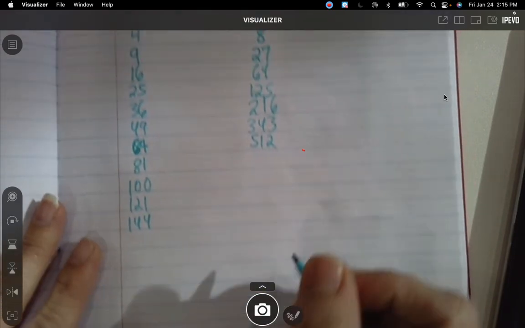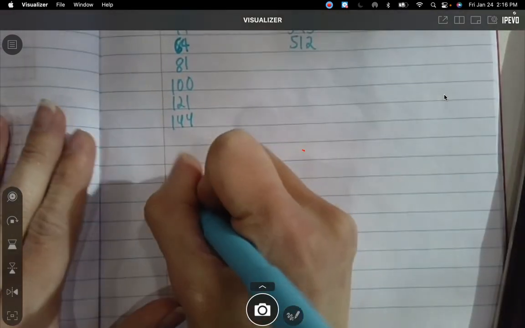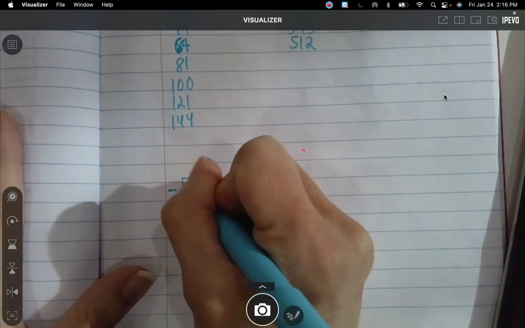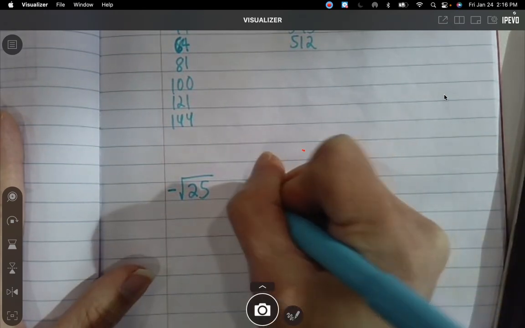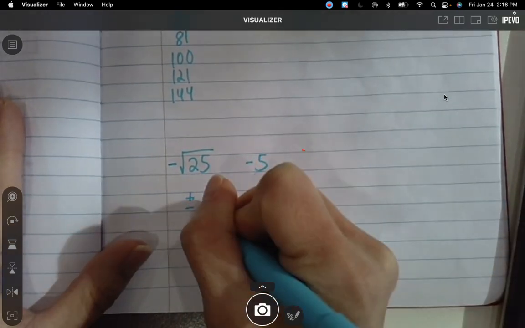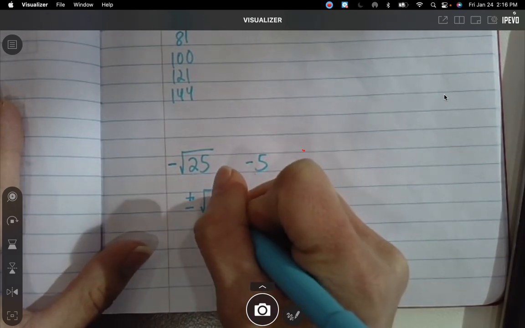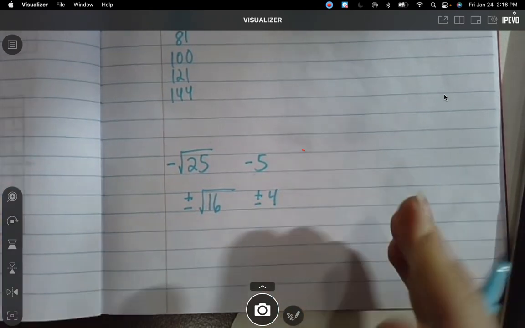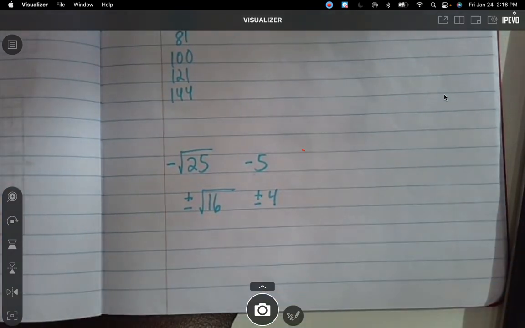If it's like the negative square root of 25, then that is -5. If it's weird and it has plus or minus the square root of 16, then that is plus or minus 4. That means it could be a positive or negative. So those may look funny. Now, you can't have a negative under a square root.